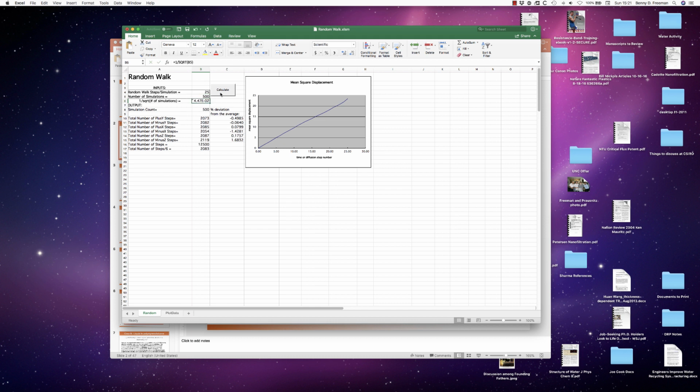At 500, you really start to see this get closer and closer to 25, and the deviations in the number of steps in any direction, the percent deviation now, is getting quite small. So we go to 1,000, and again we're getting very close to the Einstein limit.